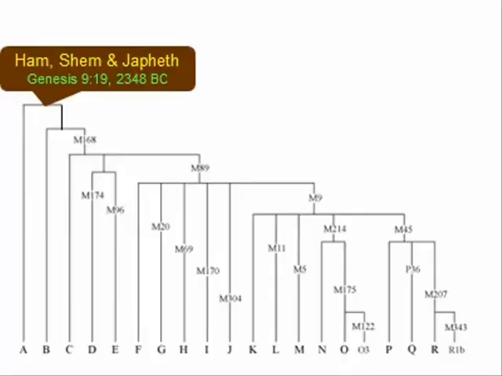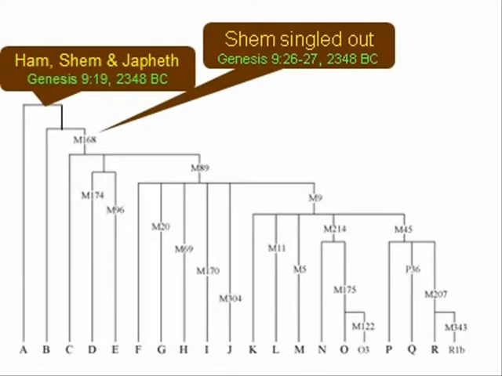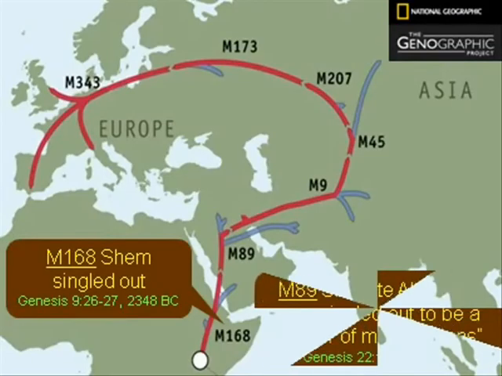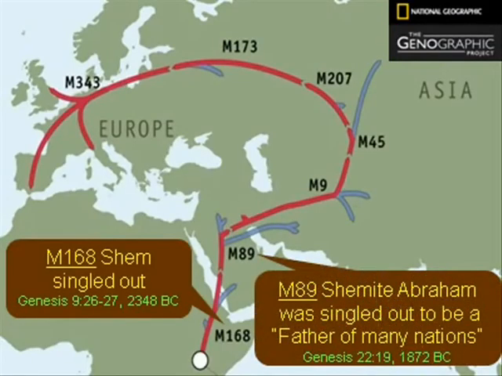Ham, Shem and Japheth, founders of all the haplogroups, Genesis chapter 9, followed by Shem singled out in Genesis 9. It follows then that M89 would be the Shemite Abraham, who was again singled out to be a father of many nations, the only man in human history that is ever recorded as being the progenitor of the father of many nations.